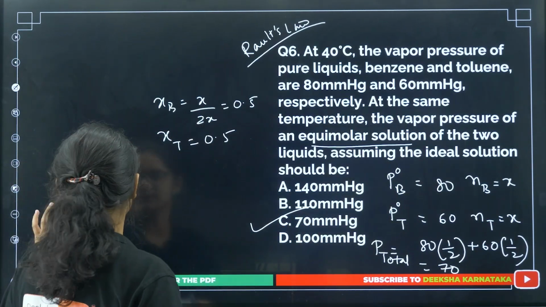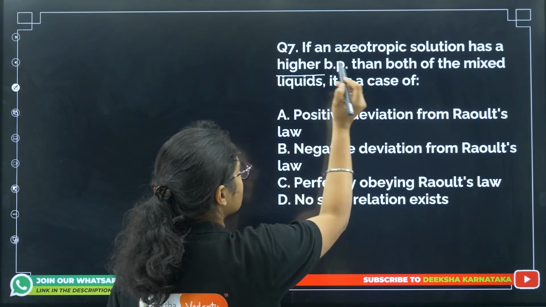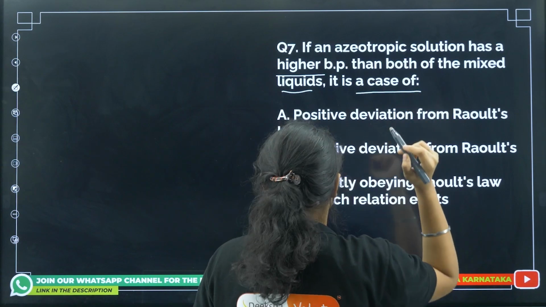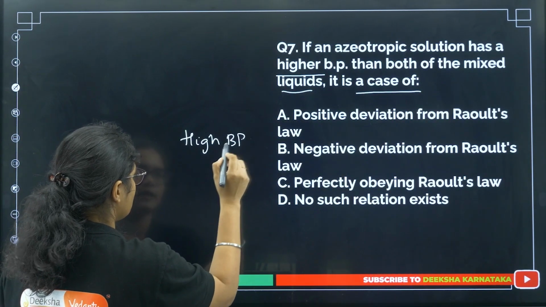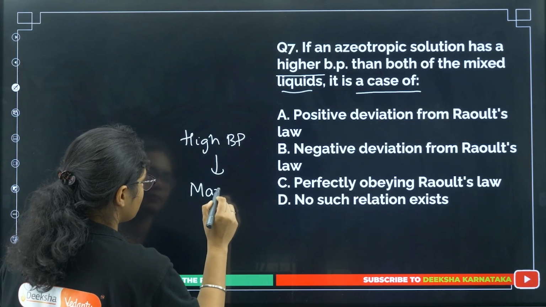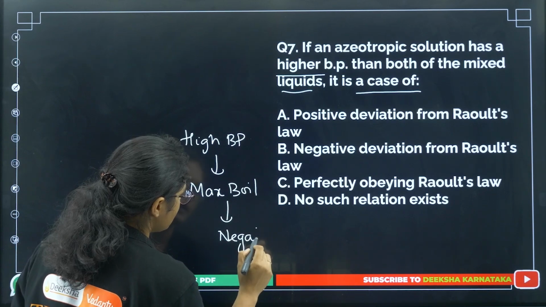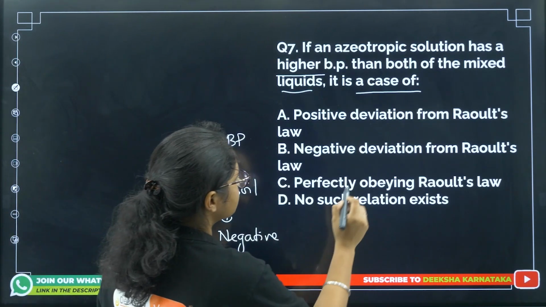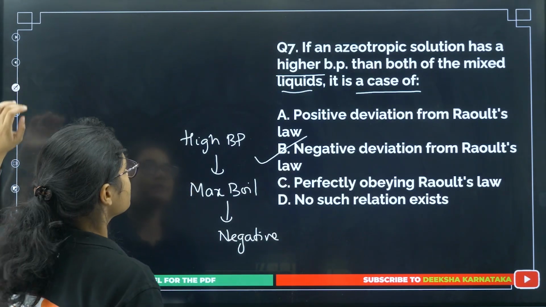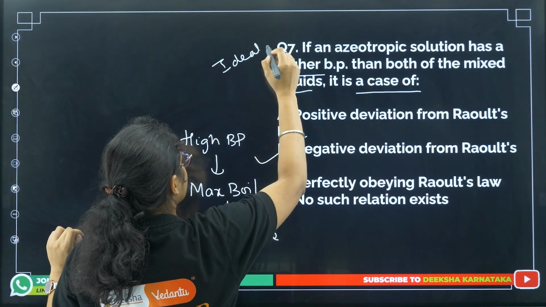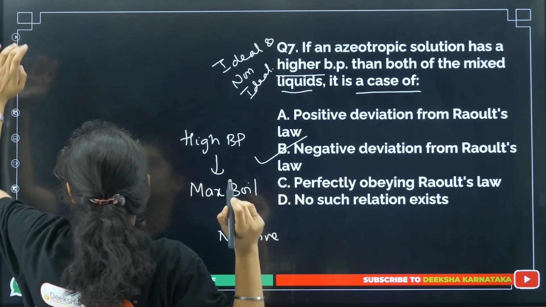Very easy question. Now coming to next question here. If an azeotropic solution has a higher boiling point than both of the mixed liquids, then it is which type of azeotrope? Maximum boiling azeotrope. And maximum boiling azeotrope is shown by the solutions having negative deviations, right? The correct answer for this question will be option number B, negative deviation from Raoult's law. Again, very easy question. So this question has come from your ideal and non-ideal solutions topic, right? Now coming to next one.